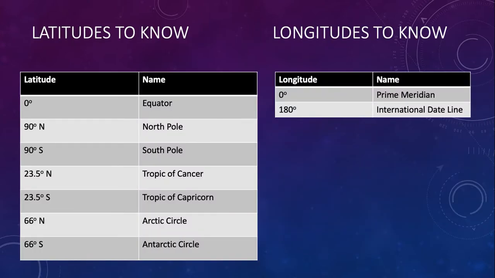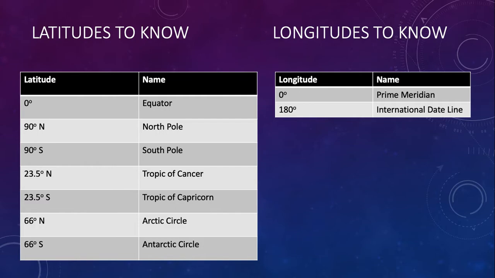So some latitudes to know. 0 degrees latitude is the equator, 90 degrees north is the North Pole, 90 degrees south is the South Pole, 23.5 degrees north is the Tropic of Cancer, 23.5 degrees south is the Tropic of Capricorn, 66 degrees north is the Arctic Circle, and 66 degrees south is the Antarctic Circle.